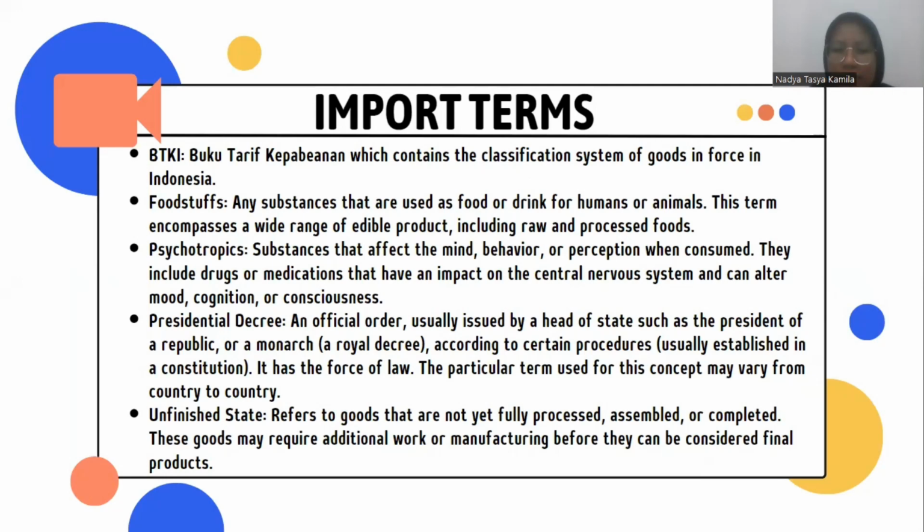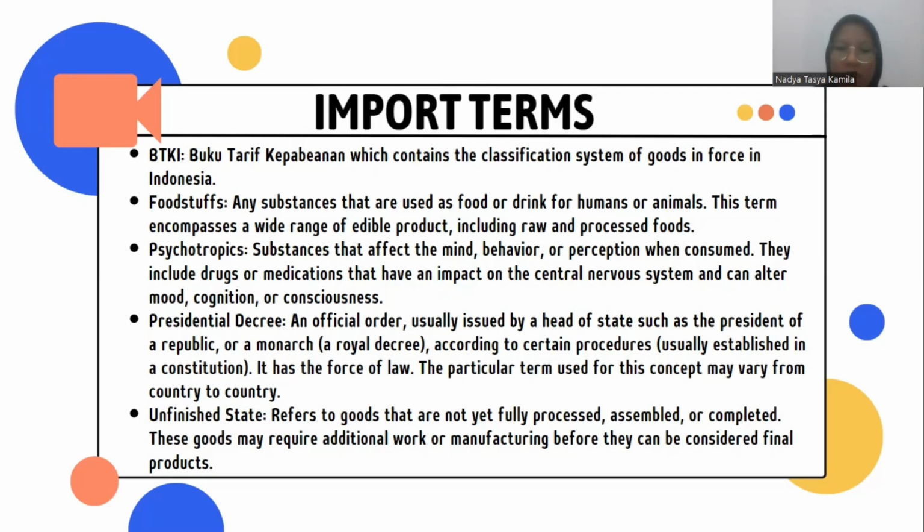Psychotropics, substances that affect the mind, behavior, or perception when consumed. They include drugs or medicines that have an impact on the central nervous system and can alter mood, cognition, and consciousness. Presidential decree, an official order usually issued by a head of state, such as the president of a republic or a monarch. According to certain procedures, it has the force of law. The particular term used for this concept may vary from country to country.